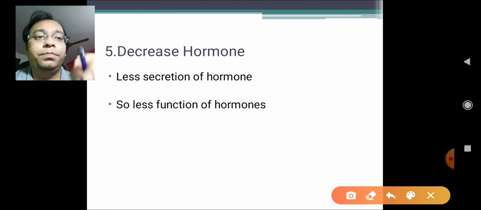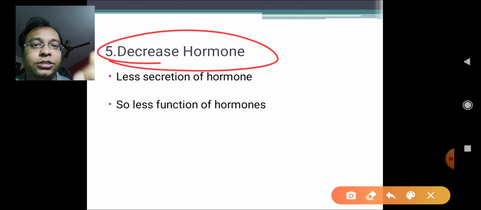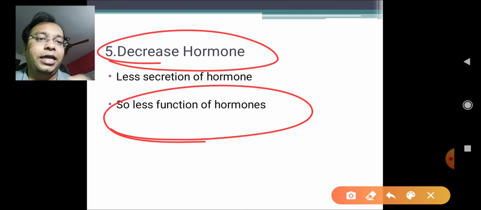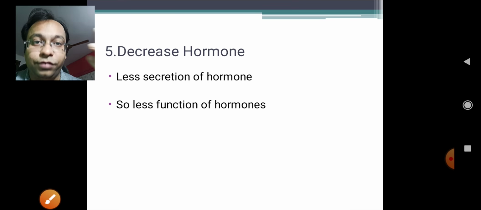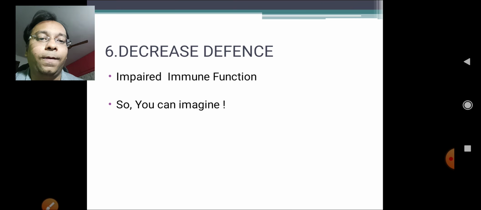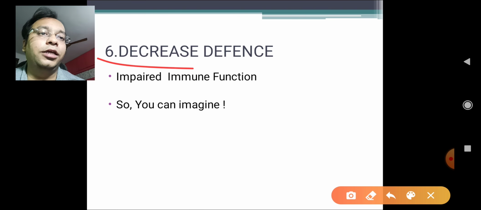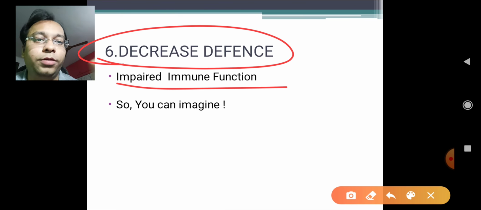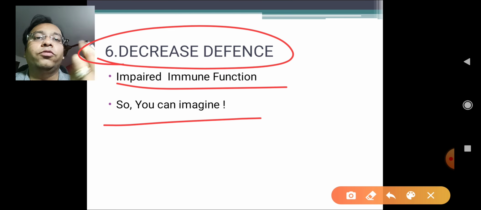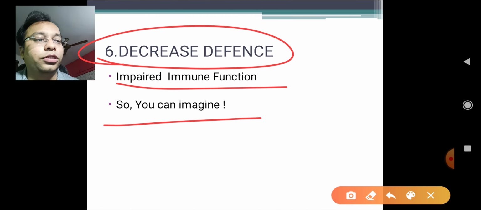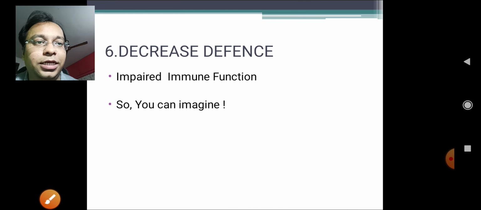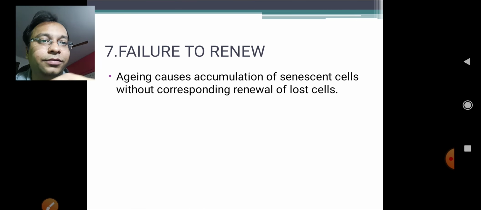Okay. The fifth theory is decreased hormone. With age, obviously your hormone production is decreased, so there can be cellular aging due to less hormone function. The sixth theory is decreased defense. With advanced age, your immune function will be impaired. So you can imagine, if your immunity is low, then obviously you can develop infection and more cell damage, and there will be early cellular aging.